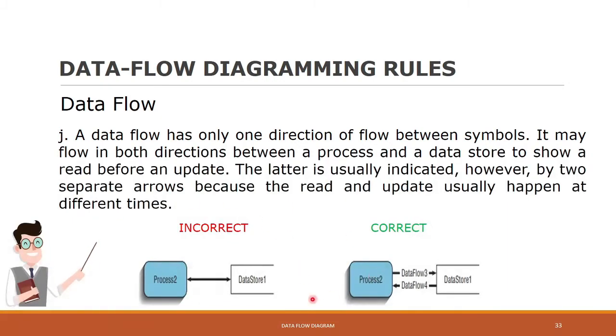So here's an example of incorrect uses of the data flow symbol. If your information system has an update process, you should use two separate data flows, not this one. So again, the data flow here. Then if the data is being updated, it will move back to your process. Then we'll use another data flow symbol here.